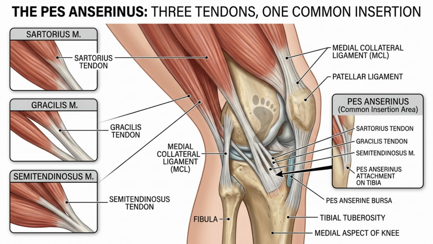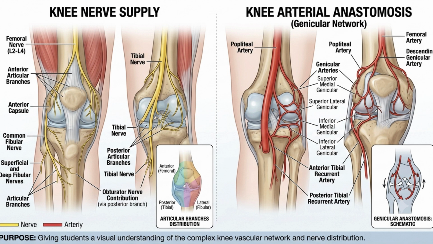On the medial side of the proximal tibia, the tendons of three muscles come together to form the pes anserinus. These are sartorius, gracilis, and semitendinosus. The common insertion is located on the anteromedial proximal tibia. The knee receives articular branches from several nerves. Important contributions include the femoral, tibial, and common fibular nerves, with additional contributions from the obturator nerve. These articular branches provide sensory information from the joint and contribute to proprioception and pain perception.